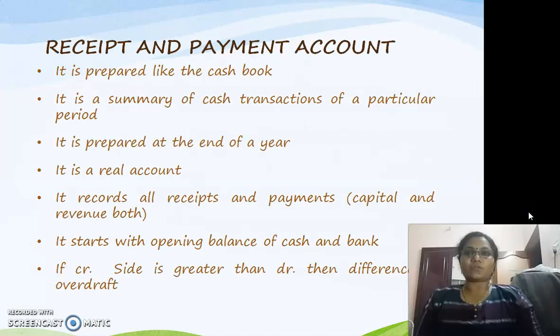Now we are going to see about the receipts and payment account. This receipts and payment account is prepared just like a cash book. It is a summary of all the cash transactions for a particular period. It is prepared at the end of the year and it is more or less like a real account. It records all the receipts and payments, even capital and revenue. It starts with the opening balance of cash and bank. If the credit side is greater than the debit side, then the difference is overdraft.